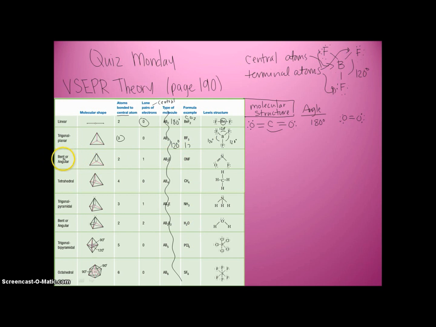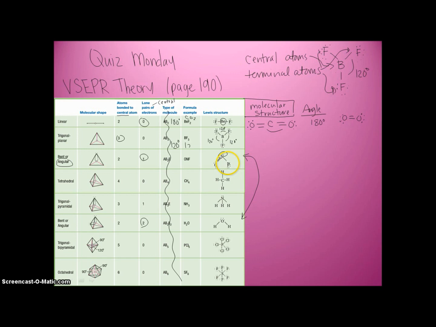There are a couple of different bent ones, the angular. These two are obviously a lot alike, except this one has one lone pair on the central atom, and this one has two lone pairs on the central atom. This one also has a double bond on one of them because there is only one lone pair. Because if you notice, each of these has to have 8 electrons because they're following that octet rule.